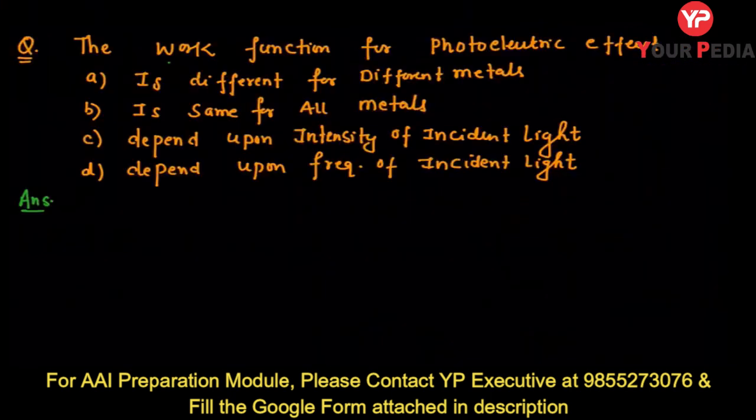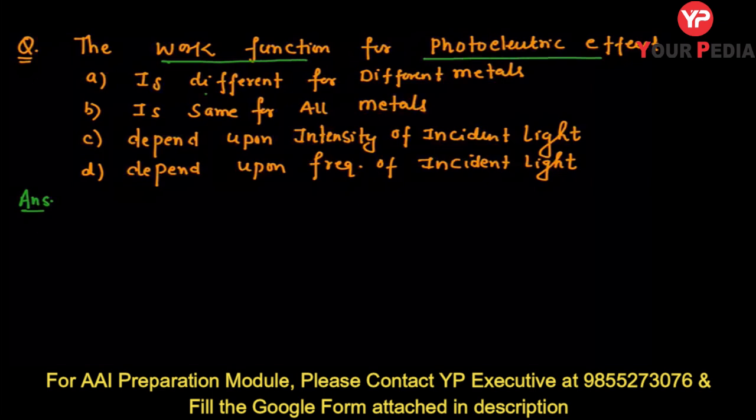Now the next question is also a very conceptual question. I told you in the first lecture that the work function is the minimum amount of energy required to eject an electron, and it acts as a barrier. We need to overcome this barrier if we want ejection of an electron. The work function for the photoelectric effect: option A, is different for different metals. Option B, same for all metals. Option C, depends on the intensity of incident light. Option D, depends on the frequency of incident light.